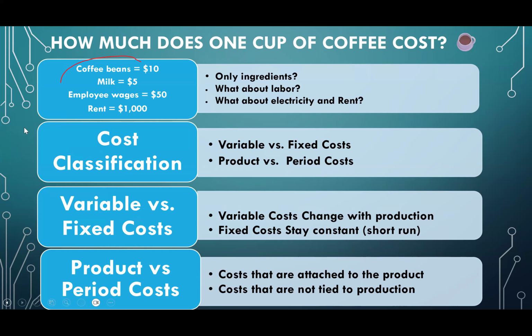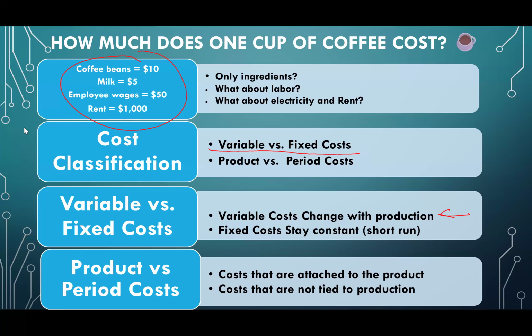I have the same data as before, but this time I'm talking about variable versus fixed costs. What are variable costs? What are fixed costs? We will talk about that. As this bullet point says, variable costs are those that vary or change with production. For example, if I make more and more coffee cups, I would need more and more coffee beans, more and more milk, and I might need more and more labor hours or labor people. But I may not need more rent.